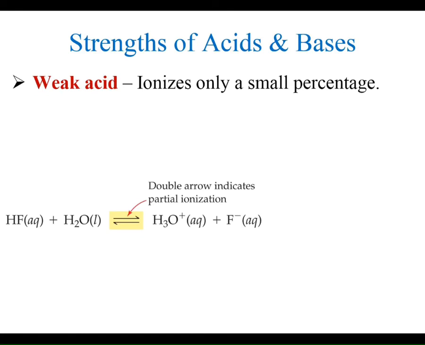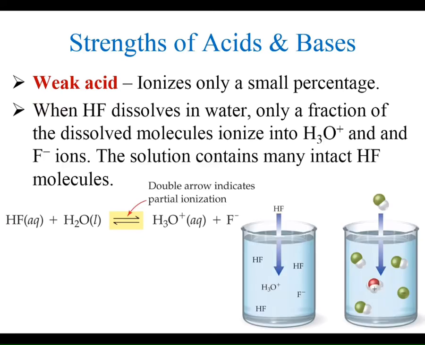So HF, you put it into water. Unlike HCl, which only goes to hydronium and chloride, HF goes to hydronium and fluoride, but then also recombines back to HF. So it's not 100% ionizing. So only a small fraction. You see the little picture there on the bottom. You put it into water, and yes, a little bit of it ionized here. But the vast majority of it stays together. It stays intact. It does not ionize because it's a weak acid.